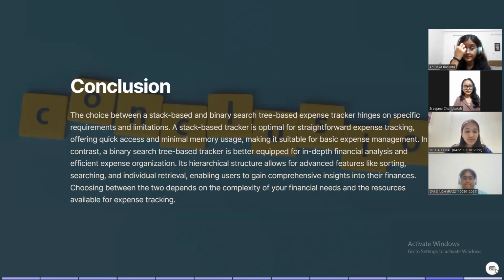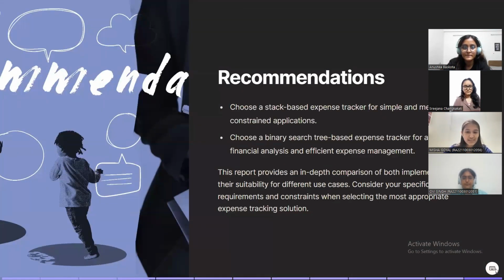So the conclusion drawn from both the programs is that if you want a simple way to track your expenses and don't need the fancy features, then you should go for the stack-based tracker. It's quick and easy. On the other hand, if you're into detailed financial analysis and want advanced features like sorting and searching, the binary search tree based tracker is the way to go. It's a smarter organizer that helps you understand your finances better. So I would suggest picking the one that fits your need: simple and quick with the stack, and detailed and organized with the binary search tree.